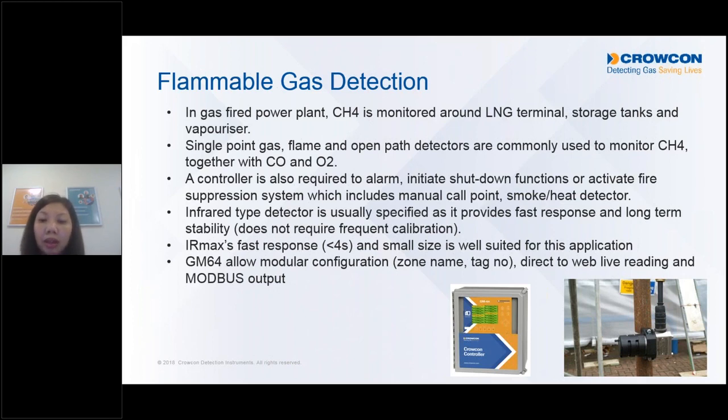So when it needs to tie onto a controller, the GM64 allows modular configuration. So you configure by zone. It could be tank number 1, tank number 2, by tank number. The other advantage is you can have live readings direct to web access. In addition to web access, you also have Modbus outputs that tie into the DCS. So that's flammable gas.